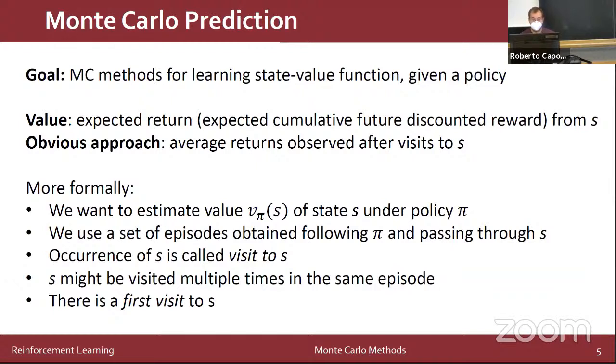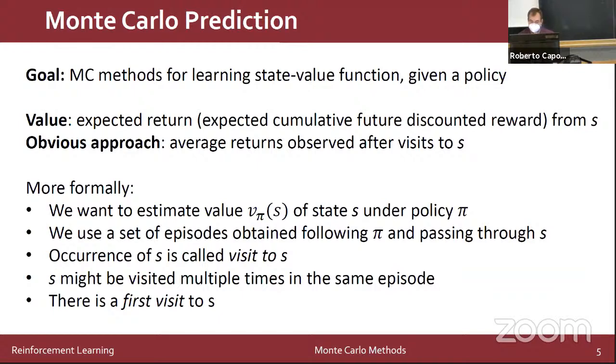So we want to estimate the value V pi. Why is there this pi dependency? Because the value depends on the policy, because the policy generates the trajectory. So the trajectories give us the way to compute the returns, and the returns are, as a consequence, depending on the policy. So given that the value function is the expected return, then the value depends, like the returns, on the policy. So we want to estimate the value of a certain state under the policy pi.